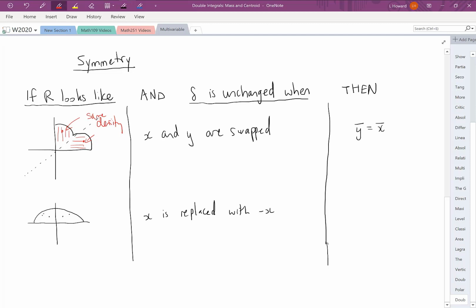So that's just like saying if you take this point here and you flip it over the y-axis, so keeping its y value the same, but changing the sign of its x coordinate, you're flipped over to this point. And to say that delta is unchanged when x is replaced with negative x is just a way of saying we've got the same density at these 2 points. So if both those properties are true, then we can conclude that x bar is going to be 0. So your center of mass is going to lie somewhere along that y-axis.